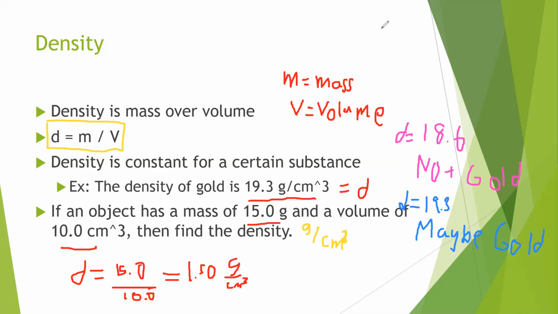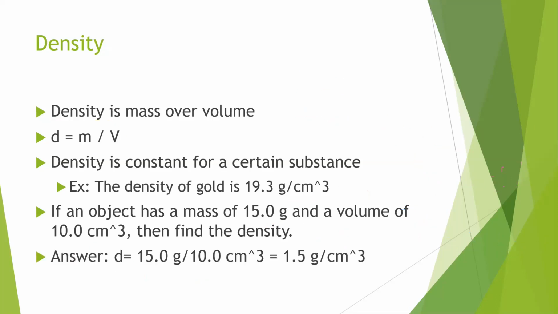And one thing I like to mention is to keep the sig figs. Since we have 3 here and a 3 here, our answer should be 1.50 instead of 1.5, but that's one thing to keep in mind. Okay, let's move on. Oh, and see, even I messed up that one in my answer. It should be 1.50 due to the sig figs.